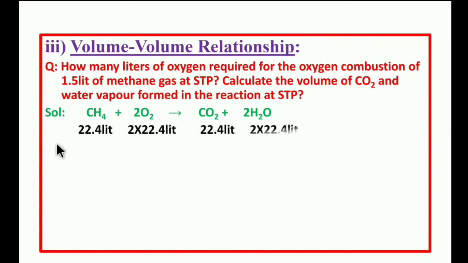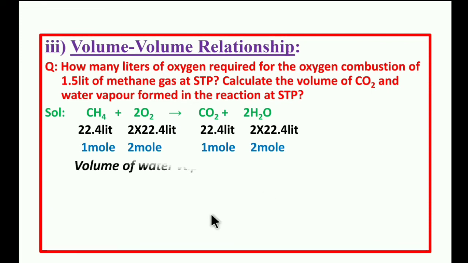As usual, we take CH4, where 1 mole occupies 22.4 liters. Here 2 moles of oxygen are there. 1 mole is 22.4, 2 moles are there, that's why 2 into 22.4. Carbon dioxide has only 1 mole, so that's 22.4 liters, and H2O is 2 moles, that's why 2 into 22.4 liters. So 1 mole, 2 moles, 1 mole, 2 moles here. Understand? Right.